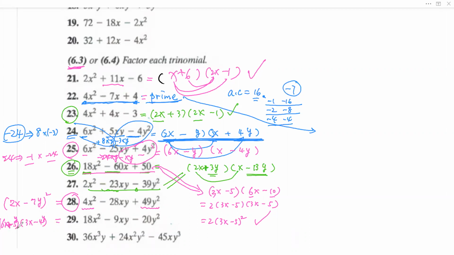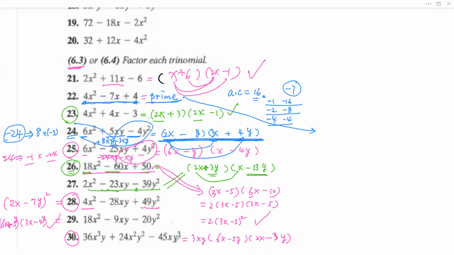So let's check here. 18x squared. So here negative 20y. Okay, let's see the middle term. Negative 24, 15. So you got a positive 9 and negative 9, right? So good. All right, see the 30. Jalen. I got 3xy parentheses 6x minus 5y parentheses 2x plus 3y.